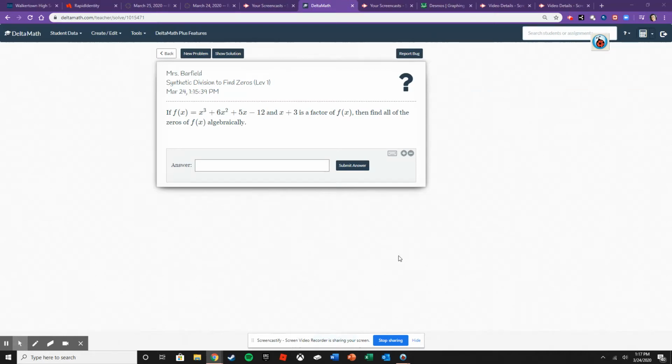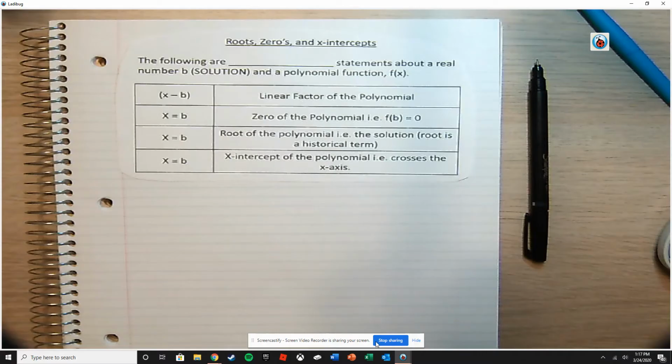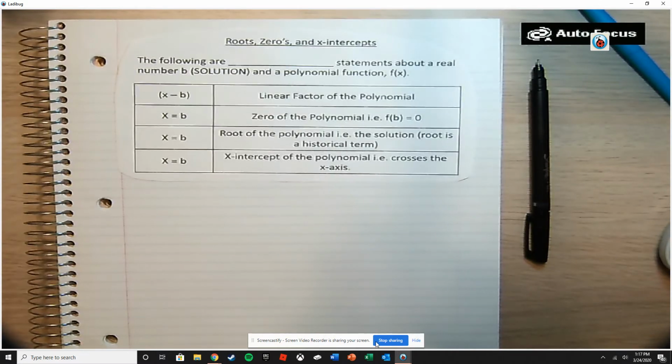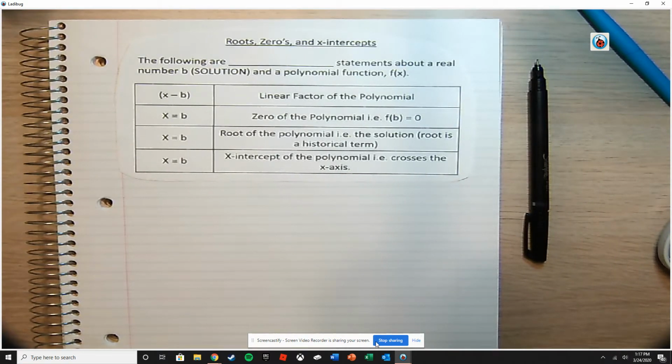All right, so we're going to take a look at how to complete our Delta Math assignment. It says we're going to use synthetic division to find zeros. Let me switch over here, and I've got something I want you to look at, in terms of how we have lots of different ways to ask the same problem.